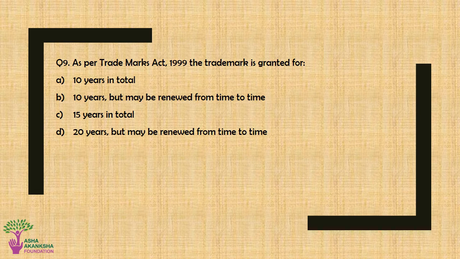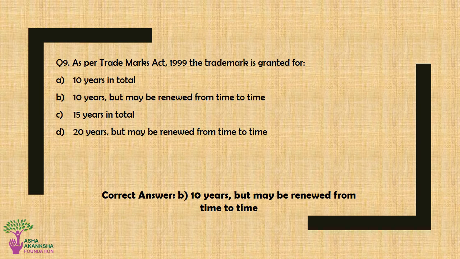Question number 9. As per Trademarks Act 1999, the trademark is granted for option A. 10 years in total. Option B. 10 years but may be renewed from time to time. Option C. 15 years in total. Or option D. 20 years, may be renewed from time to time. The correct answer for this question is option B. 10 years but may be renewed from time to time.